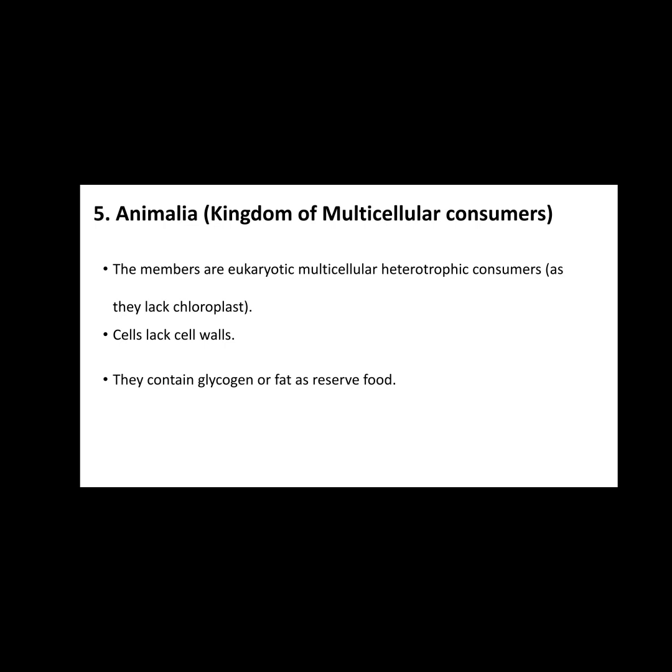Then the last kingdom, which is Animalia. Animalia is the kingdom of multicellular consumers. The members are eukaryotic, multicellular, heterotrophic consumers. As they lack chloroplasts, they cannot produce their own food, so they depend on others for their nutrition. Their cells lack a cell wall. They contain glycogen or fat as reserve food material.